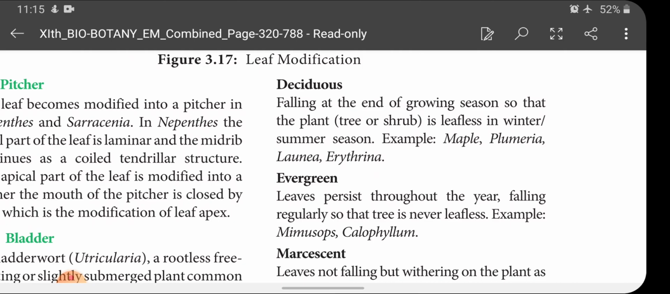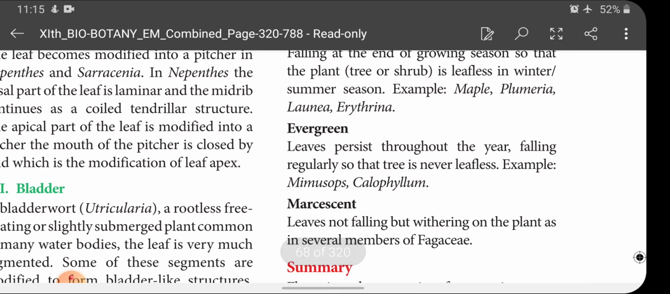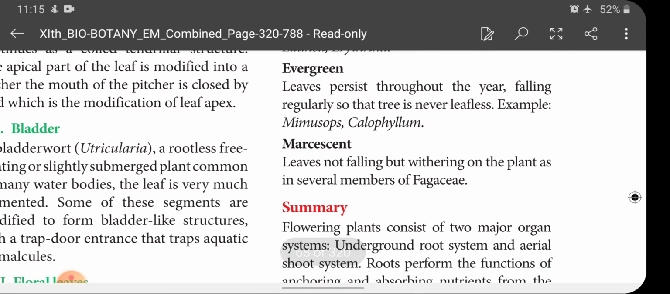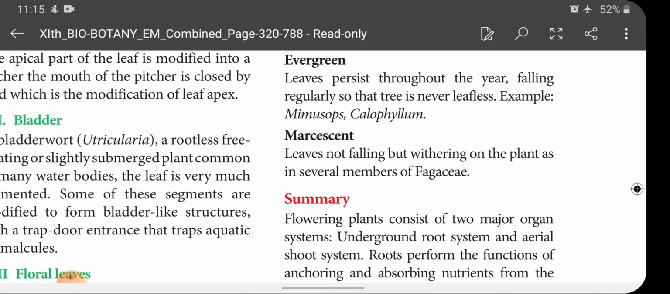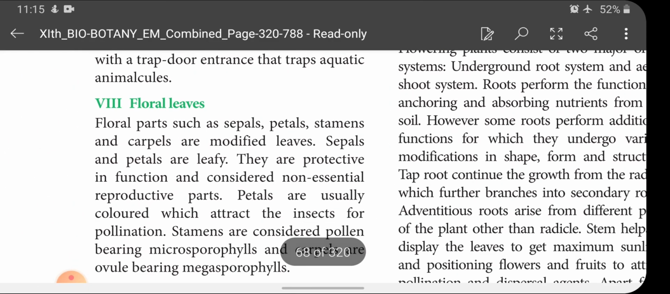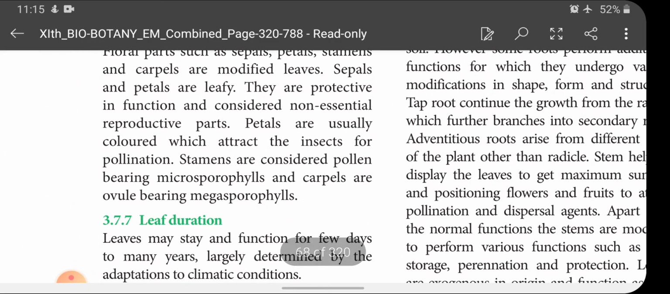And evergreen: leaves persist throughout the year, falling regularly, so that the tree is never leafless. Examples: Mimusops and Calophyllum. And marcescent: leaves not falling but withering on the plant, as in several members of Fagaceae. These are all about the aging or duration of leaves.